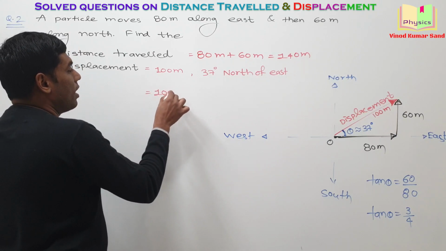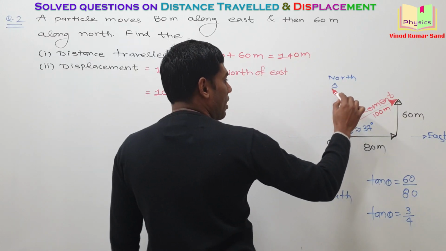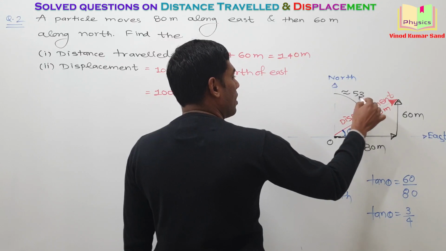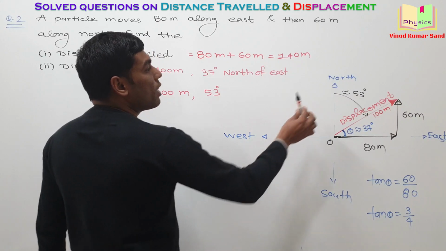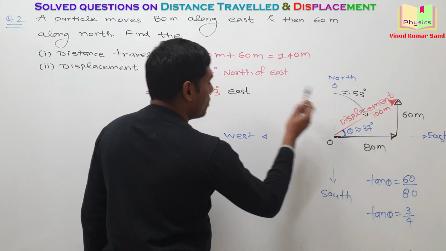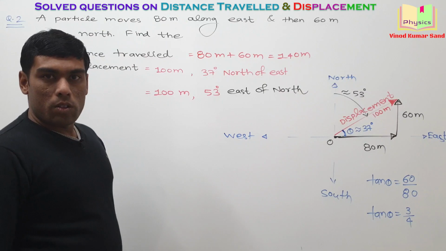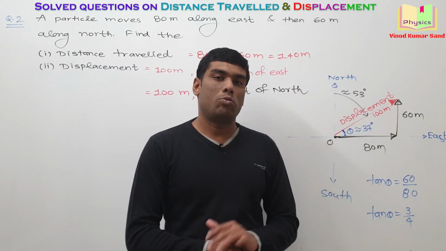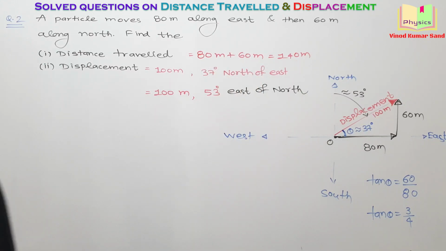The same answer can be written in another way. You can write it as 100 meter 53 degree. This angle is 53 degree. Almost 53 degree. Okay, for calculation purpose, you can take it equal to 53 degree. 53 degree, you have to turn toward the east direction of north. This is the answer. Okay. Ask if you have any doubt. Fire up the chat box. I'll reply. Note it down. Then we'll be taking up question number 3.